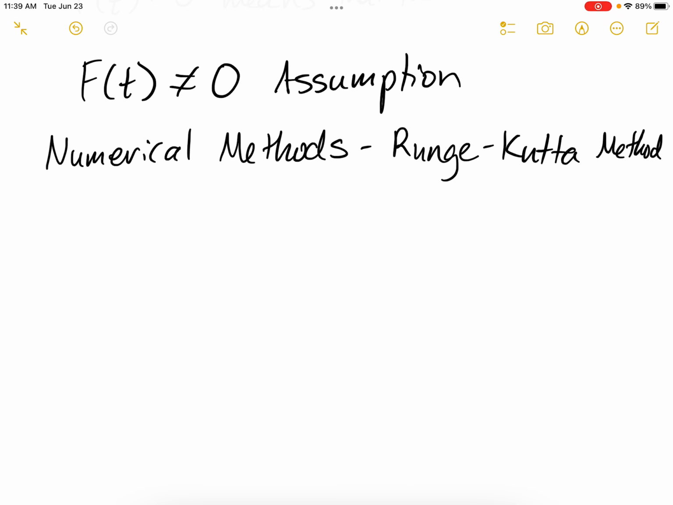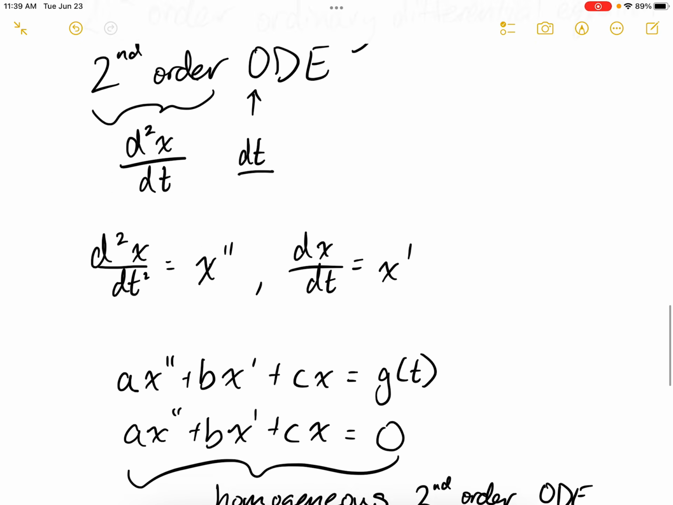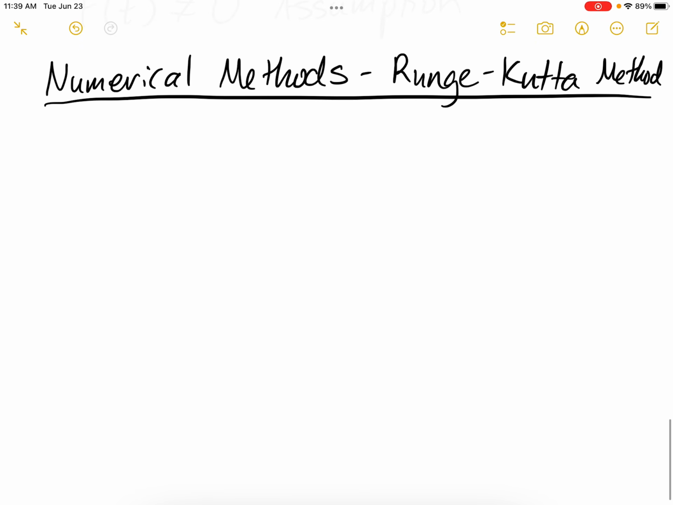So in many numerical methods, and also in these homogeneous equations, we need to have assumptions, right? We need to have initial conditions in order to solve these equations, because we have too many unknowns. So we need to have knowns.